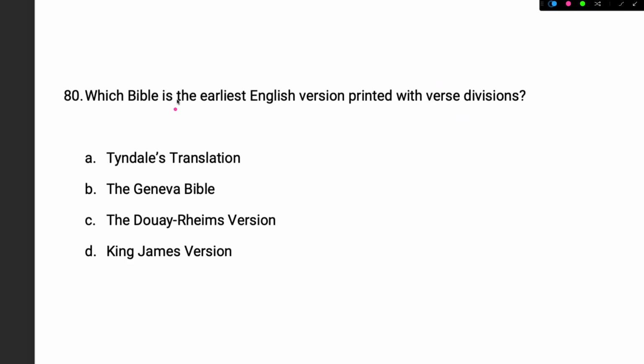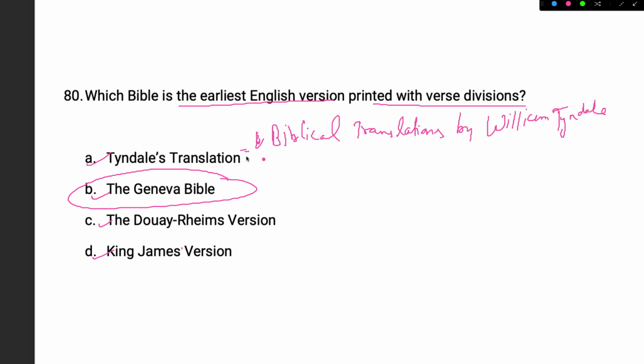Next question, which Bible is the earliest English version printed with verse divisions? Was it Tyndale's translation, the Geneva Bible, the Douay-Rheims version, or the King James version? The correct answer is the Geneva Bible. Tyndale's translation refers to the biblical translation by William Tyndale. It is the first translation directly from Hebrew.